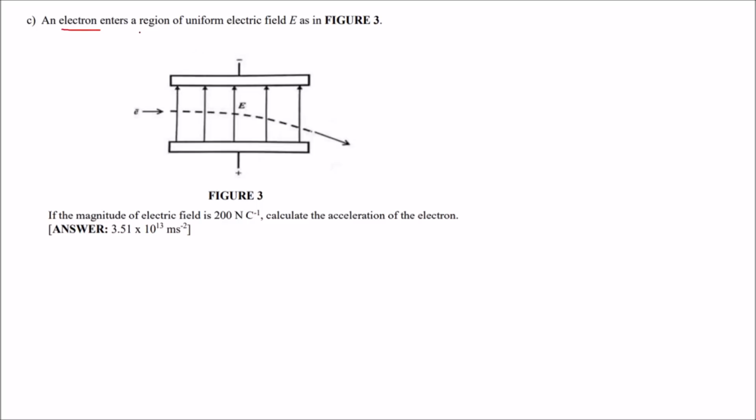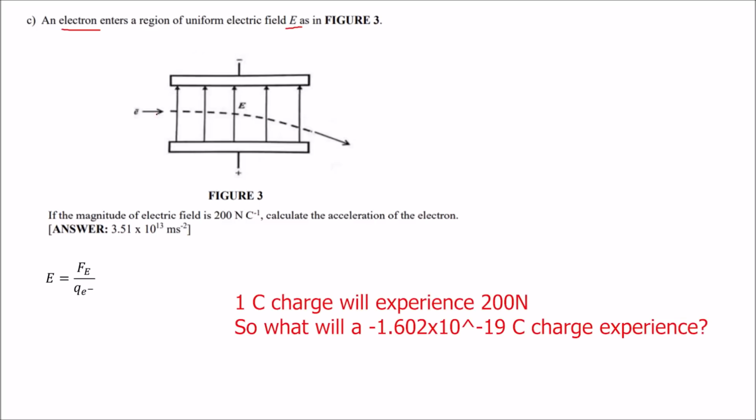An electron enters a region of uniform electric field E, as in figure 3. So there's an electric field over here, and the charge that is going in is an electron. Let's recap the formula of electric field just now. E is equal to F over Q. What it actually means is: what is the force that one coulomb of charge will experience if it were to pass through that region or go to that position? What will be the force experienced by it?